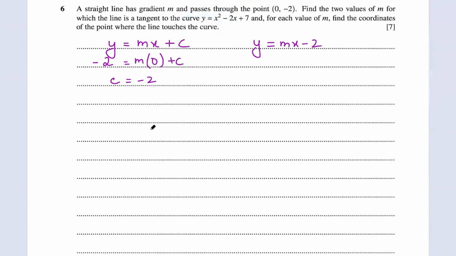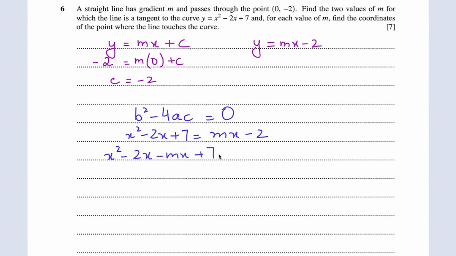Now the line is a tangent to the curve. So as we have an unknown constant and it is a tangent, we know that b squared minus 4ac, which is the discriminant, is equals to 0. Equating the two equations, we have x squared minus 2x plus 7 is equals to mx minus 2. Simplifying this, we get x squared minus 2x minus mx plus 7 plus 2 equals to 0.